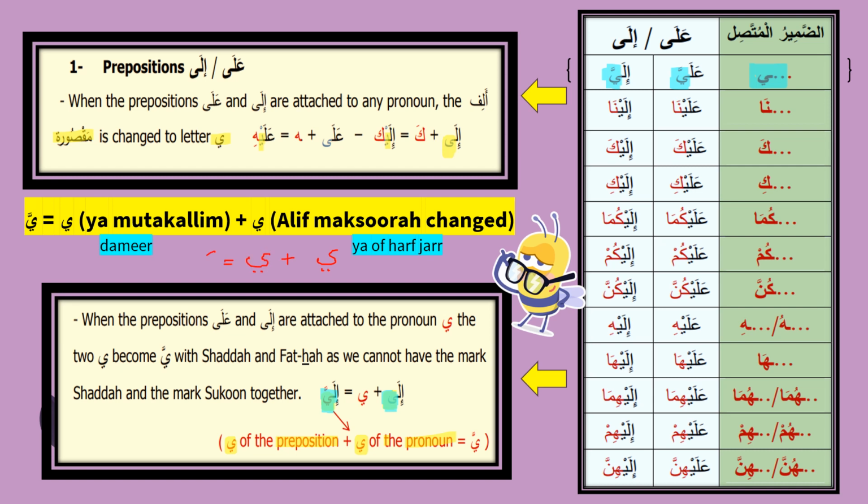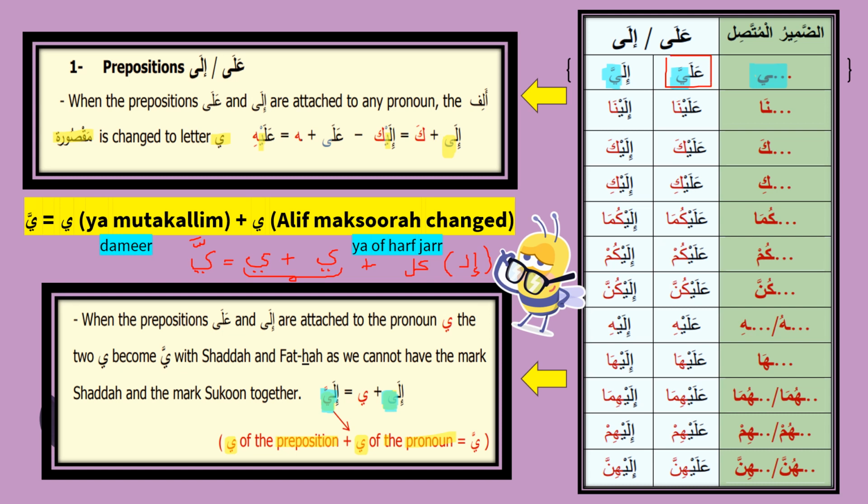So we have two yas now with shadda and fatha. So you will attach the lam of ala, because the alif makhsura has been changed to ya, and likewise for ila. So these two will get attached with the ya with shadda. These two yas come together with a shadda and fatha. So now it becomes ilayya or alayya. Here you can see the structure.